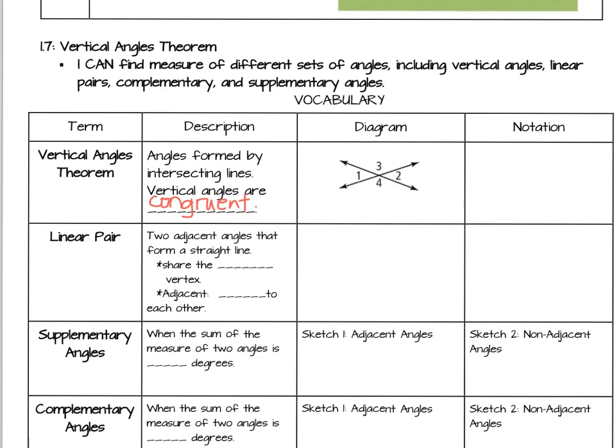It says angles formed by intersecting lines. Vertical angles are congruent, so please add that word to your note packet. Taking a look at the diagram, what makes vertical angles unique is that they're directly across from each other. So like angle 1 on that left-hand side and angle 2 on the right-hand side are vertical angles. So we can write angle 1 and angle 2 are vertical angles.